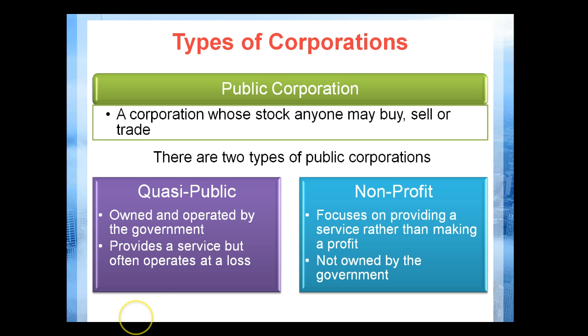So there are public corporations, where you can buy their stock or trade it on the open market. Quasi-public would more or less be operated and owned by the government. We mentioned that with monopolies. Regulated utilities and monopolies are generally quasi-public corporations owned by the government. Generally, it's not about making a profit. It's more or less protecting the public and ensuring that fair competition and pricing are to the advantage of the consumer and not the corporation.